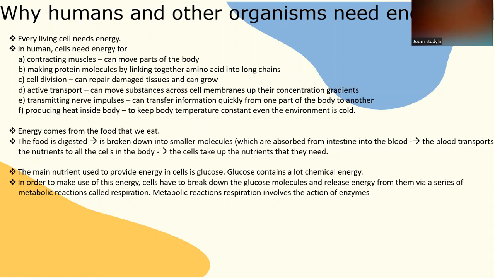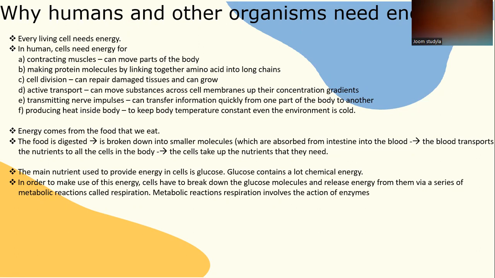Fourth is for active transport, which can move substances across the cell membrane up their concentration gradients. Fifth is for transmitting nerve impulses, which can transfer information quickly from one part of the body to another. And sixth, producing heat inside the body, which keeps body temperature constant even when the environment is cold.